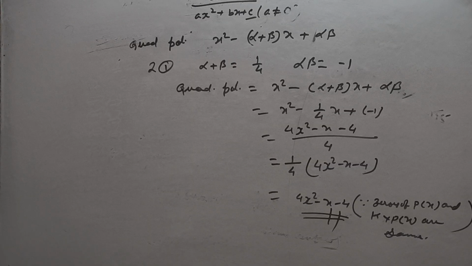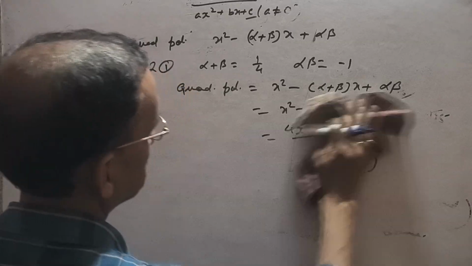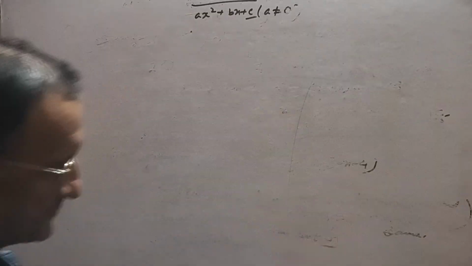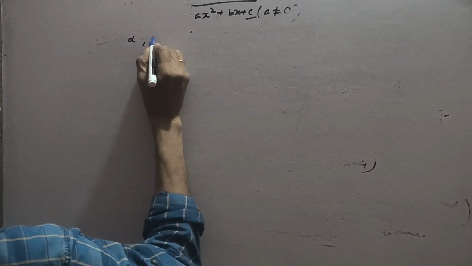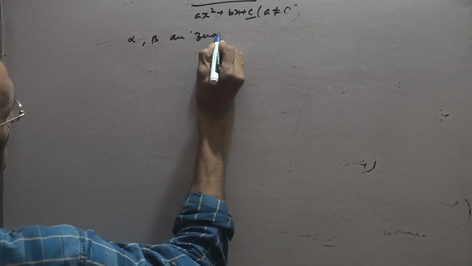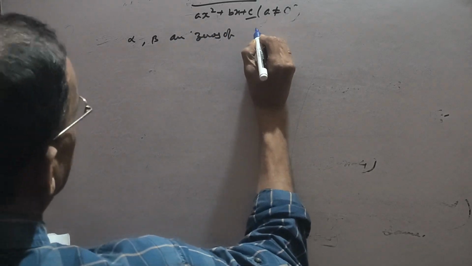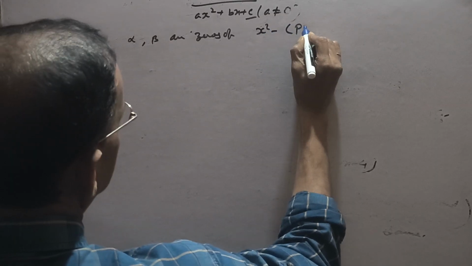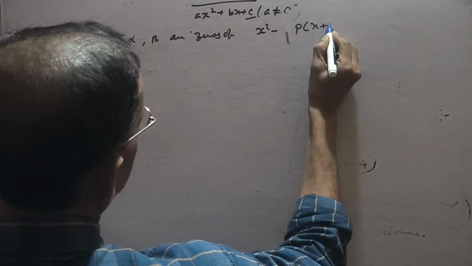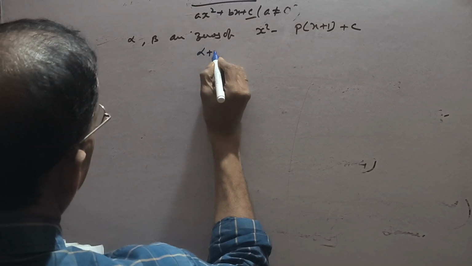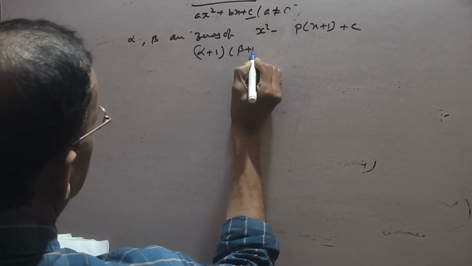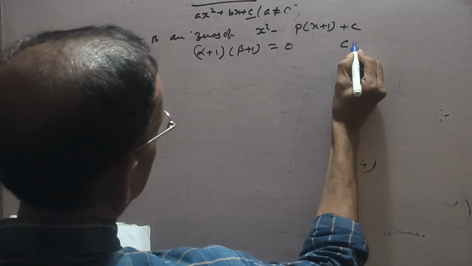2 and 3 are the same only. Okay. So I want to explain number 4, a very important question. Number 4. The question is: alpha and beta are zeros of x square minus p into x plus 1 plus c, and it is also provided that alpha plus 1 into beta plus 1 is equal to 0. We need to find c.